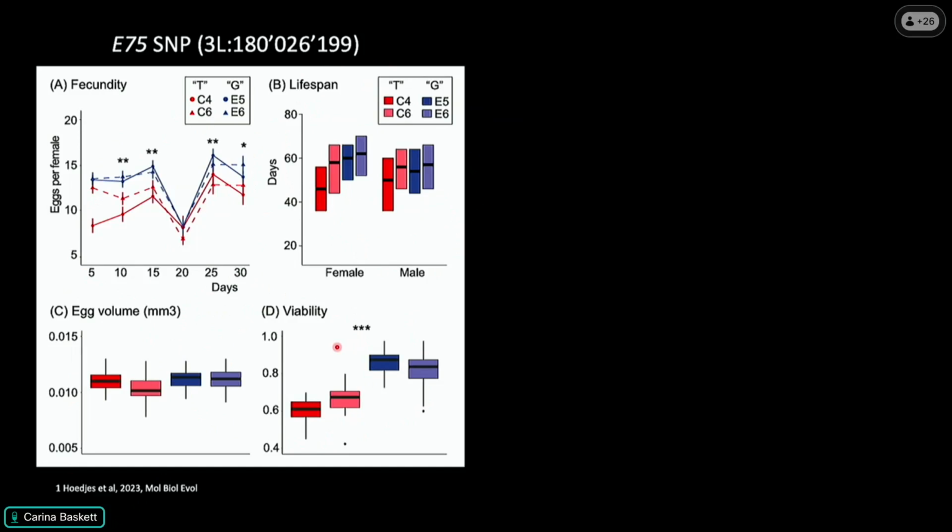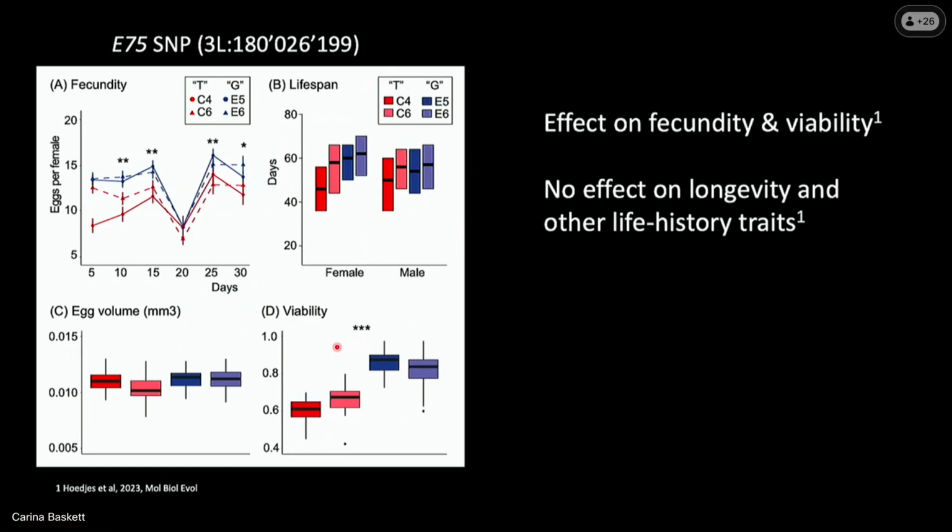So I found a SNP, we CRISPRed it, and we found, well, I would say strong effects on fecundity and viability. So it made sense to why these SNPs were there. They might have been under selection and explaining part of the response in fecundity in the experimentally evolved lines. There was no effect on longevity and other life history traits, but this could be other loci that are doing this, of course.